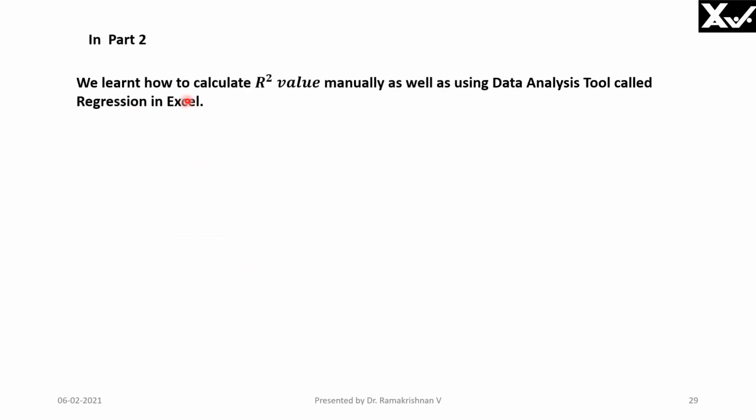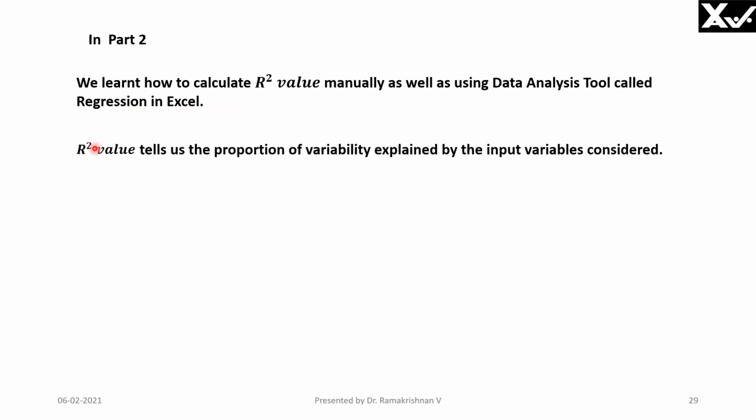In part 2, we learned how to calculate R squared value manually. We also calculated R squared value using the data analysis tool called regression in Excel. That is faster. You will get the R squared value instantly. R squared value tells us the proportion of variability explained by the input variables considered.